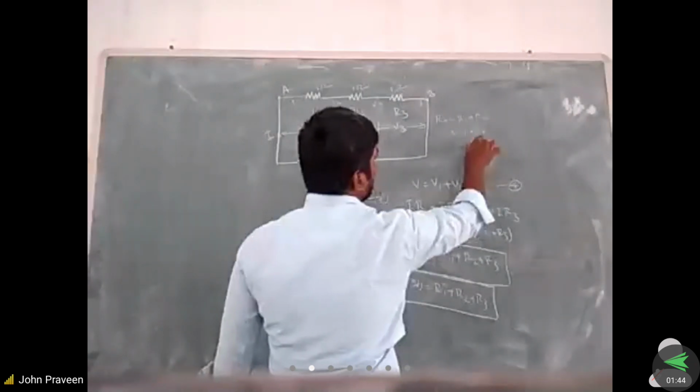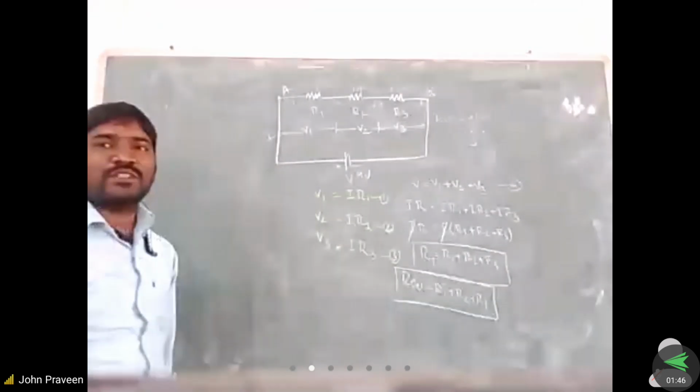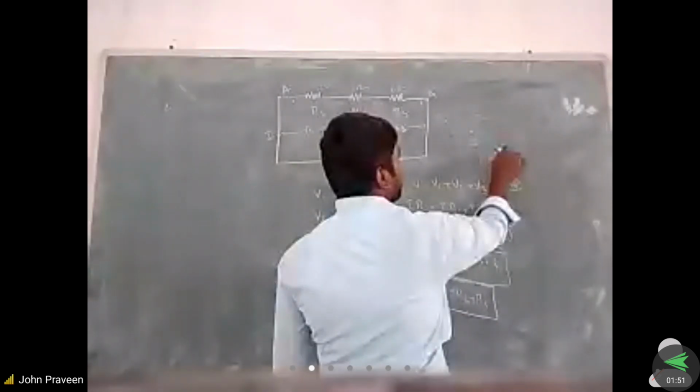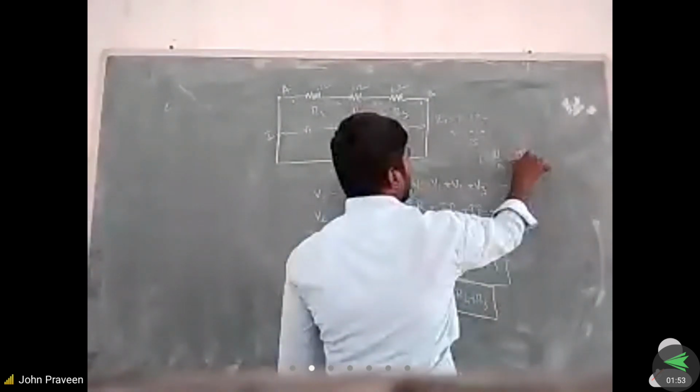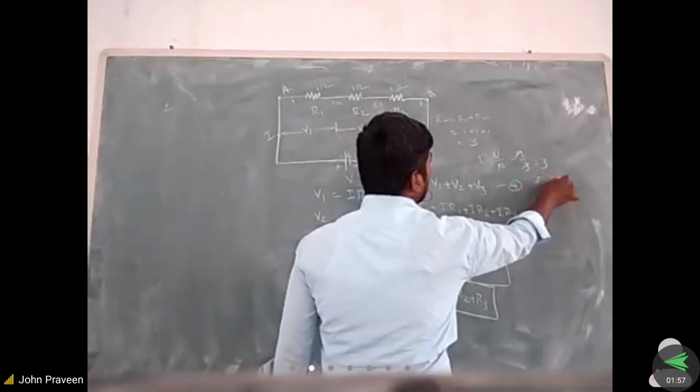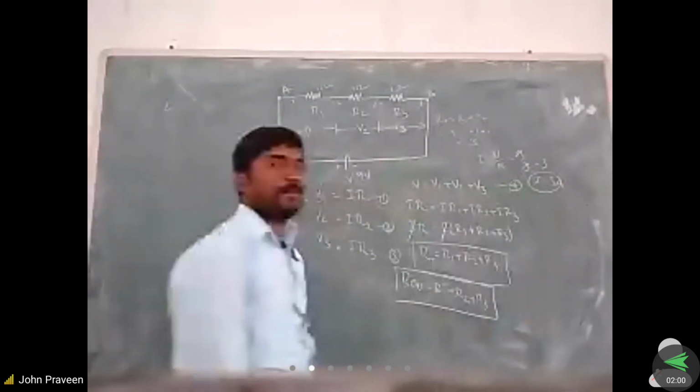1, 3. Now if we want to find out the current in the circuit, what is the formula? I is equal to V by R. V is the 9, R equivalent is the 3. 9 by 3 is 3. So that implies I is the 3 ampere.